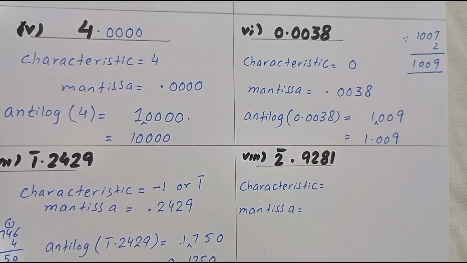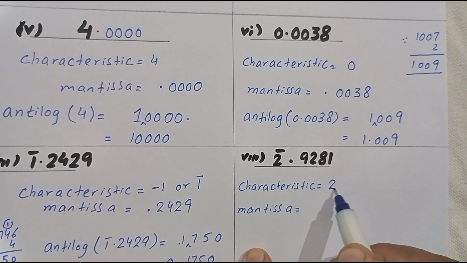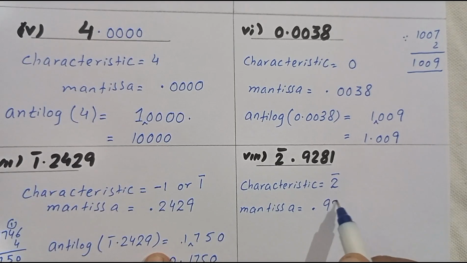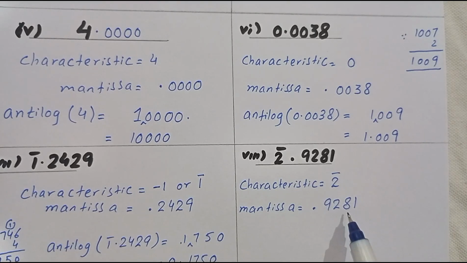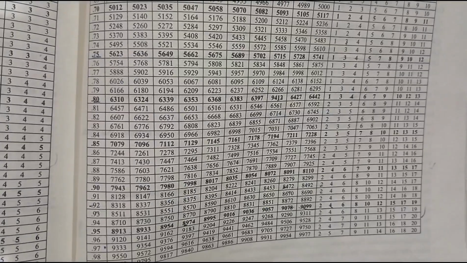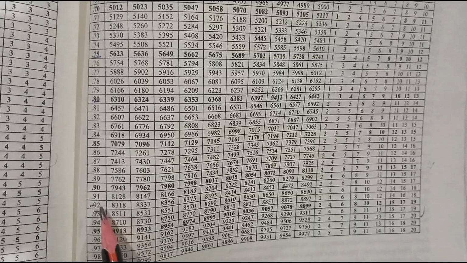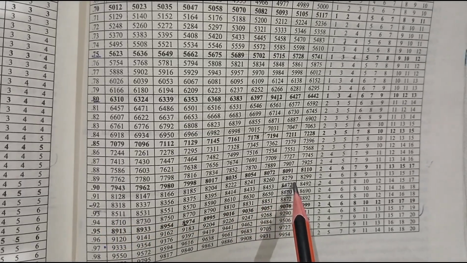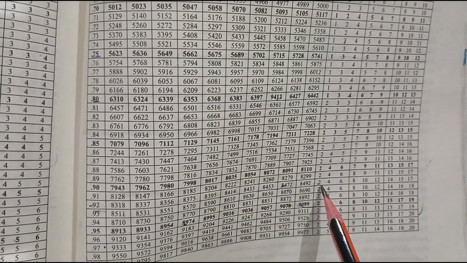In 8 part we have to find antilog of -2.9281. Here characteristic is -2 and mantissa is 0.9281. So we have to look in antilog table 0.92 in 8 and add the value of 1 column. So in antilog table the value of 0.92 in left 8 column is 8472, and adding the value of right 1 column, that is 2.